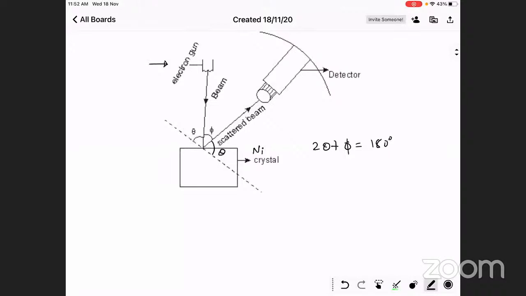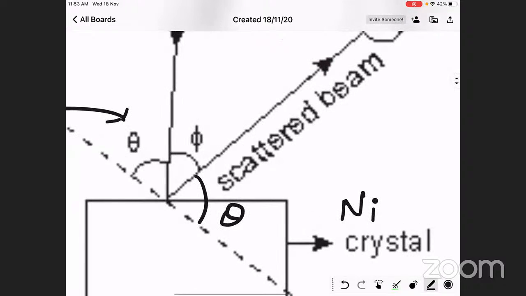We'll talk about Bragg's angle. Have patience for that. Angle of scattering and Bragg's angle, we'll talk about both the angles. Theta is also known as glancing angle. Phi is known as angle of diffraction.